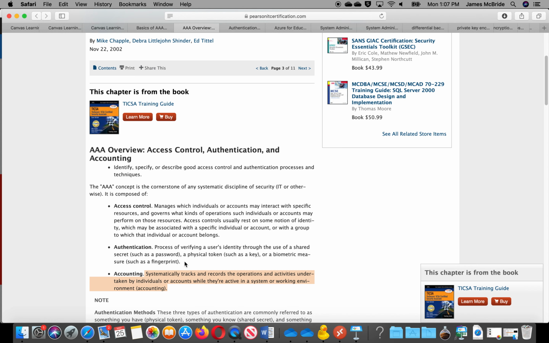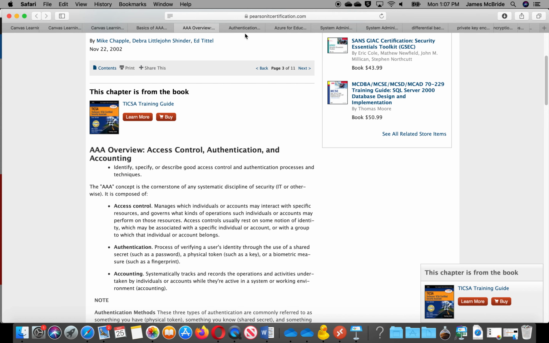Of course, authentication, that's just the process of verifying the identity of somebody. And that happens most often through a password and a user ID. Those are the most common methods today. But any way that you can show that somebody is who they say they are, that's authentication. Could be a physical key that they have. It could be a biometric device measuring a fingerprint, a facial scan, anything like that.